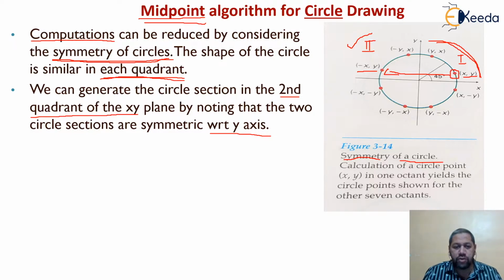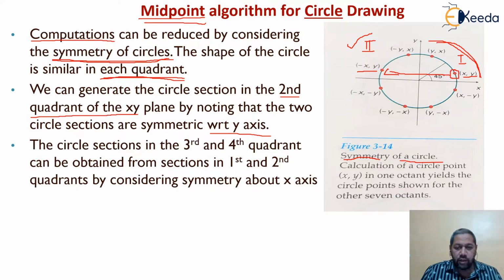Is it clear? So now if I get the half of the circle in this particular part, I know what the first quadrant is. From the first quadrant, I will get the second quadrant, and after getting the first and second quadrants, I can achieve the third and fourth quadrants. So this is my third quadrant, and this is my fourth quadrant.